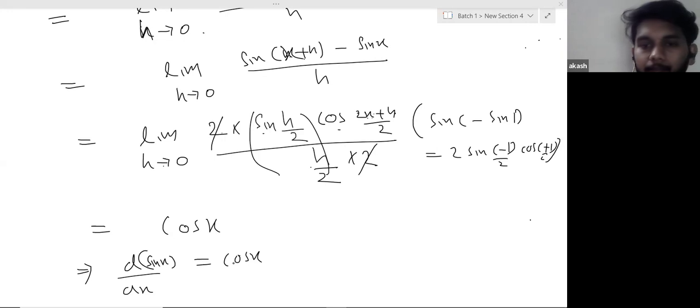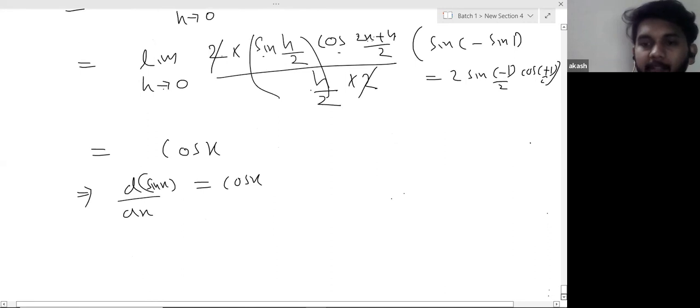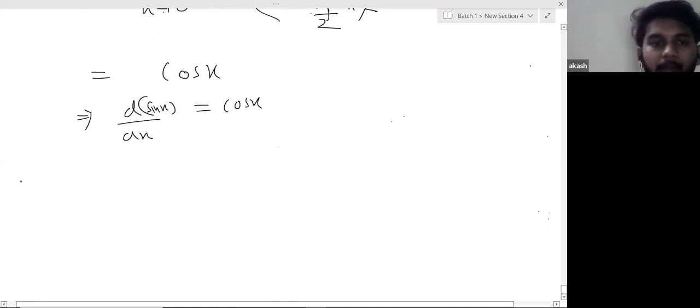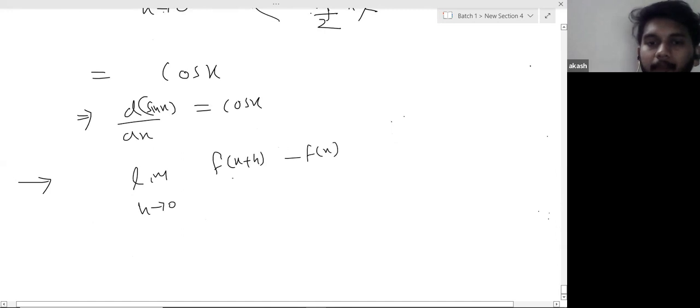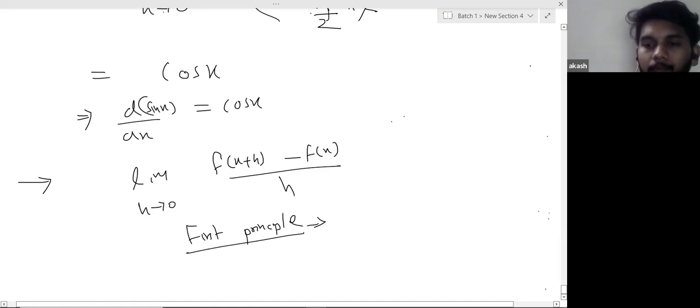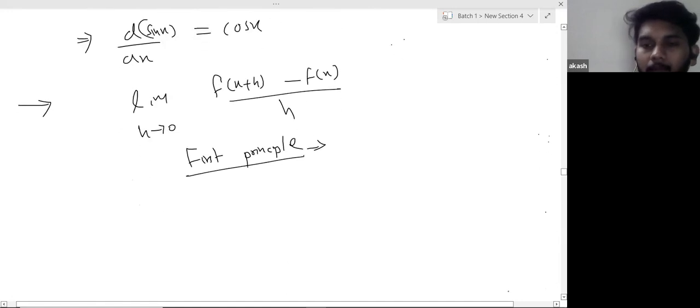All right. In the last class, we learned about what is derivative, and we solved a few questions using first principle. So what is first principle in derivative? This is limit h tending to 0 of f of x plus h minus f of x upon h. This is derivative using first principle. I hope no issues with this.